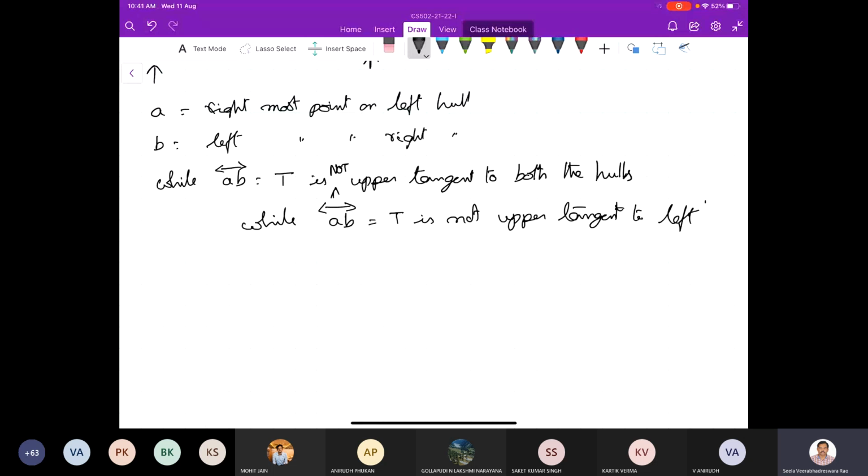So we have to execute this while loop till it becomes an upper tangent to both the hulls. If it is not, then we check whether it is an upper tangent to the left hull or not. We have to execute this second inner loop till it becomes an upper tangent to the left hull. If it is not, we move to the next one. Similarly, we'll check whether this AB is an upper tangent.